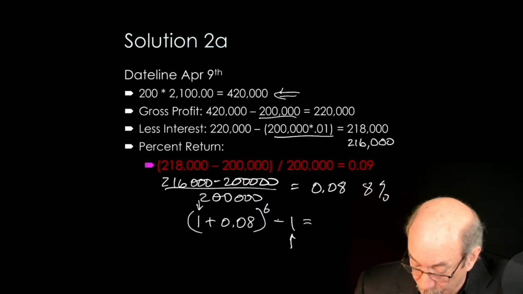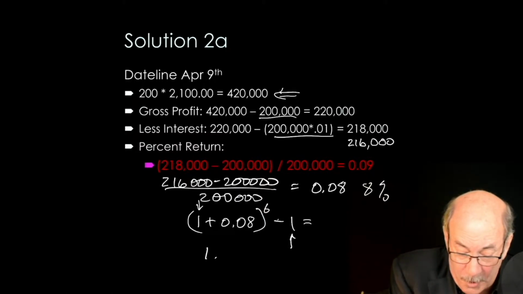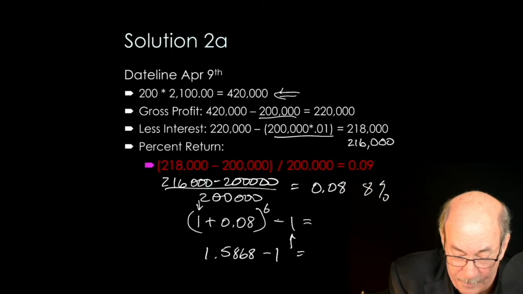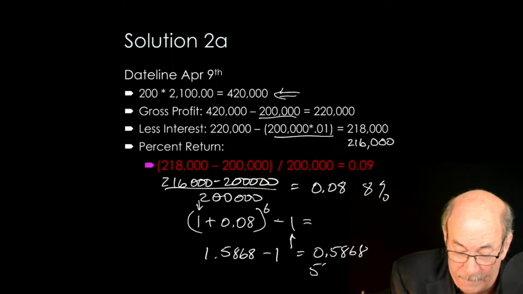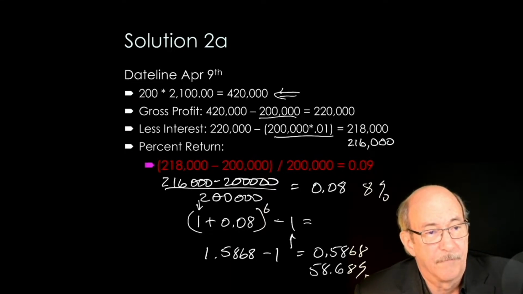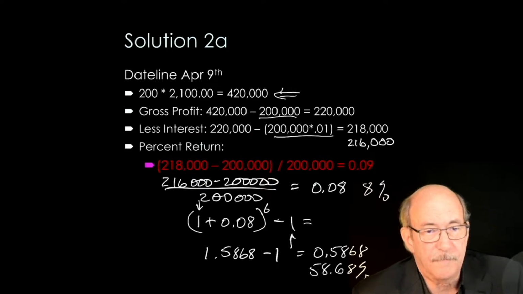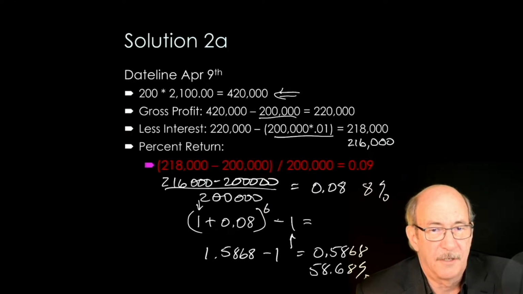All right, when we do that math, 1.08 raised to the 6th power is 1.5868. Minus 1, it gives us 0.5868, or 58.68%. So there's our annualized return. Any questions on that?